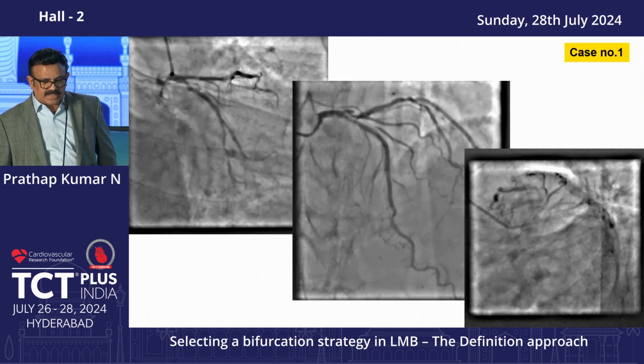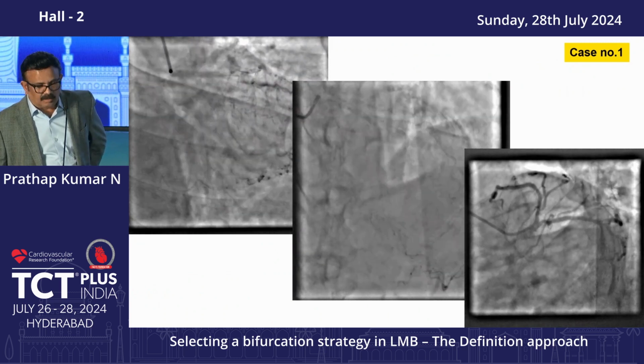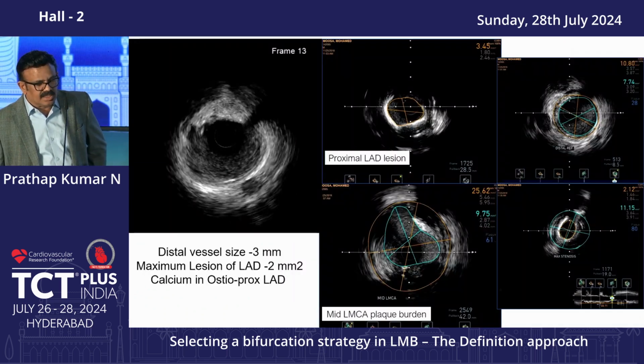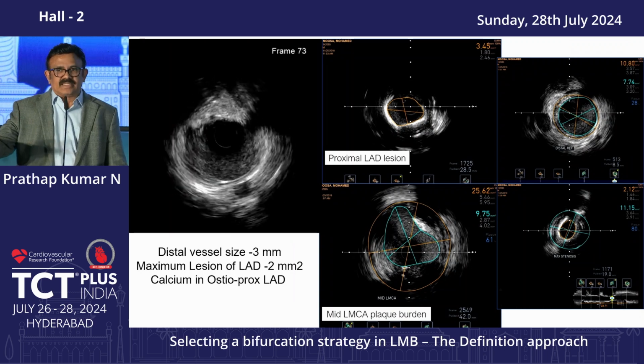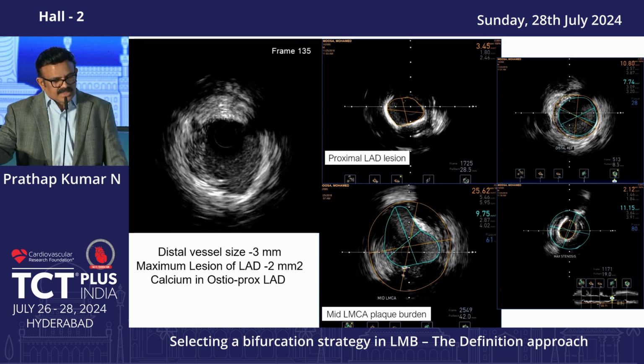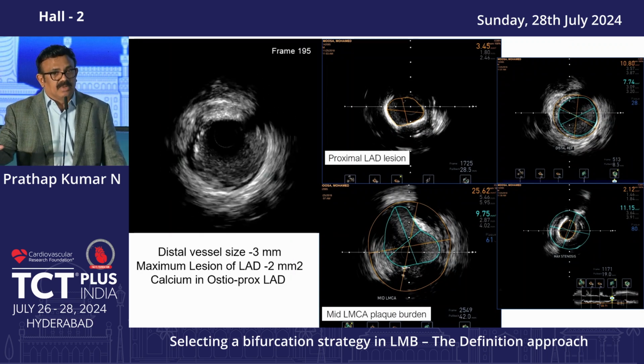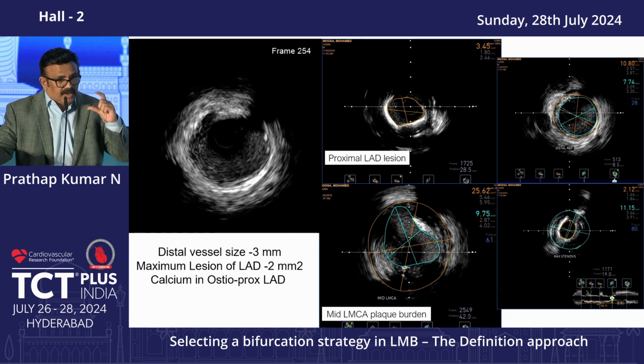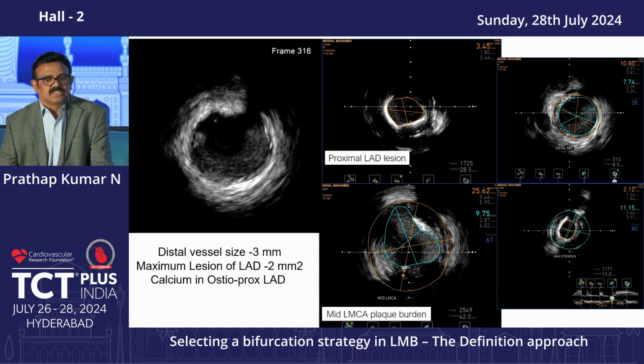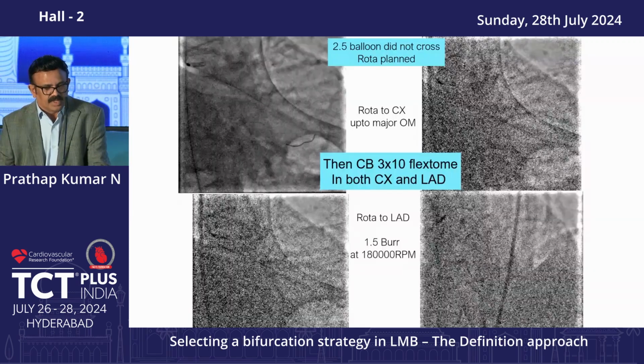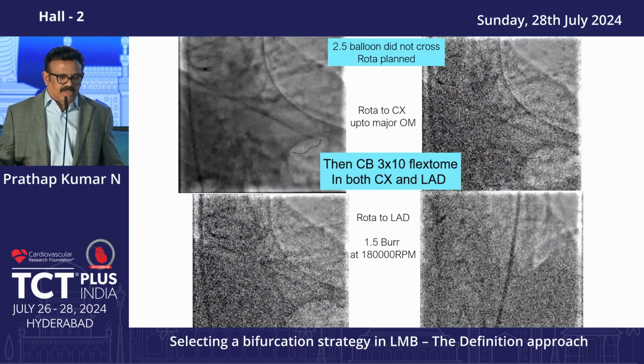Let's go to this case. Basically, this is an LM complex lesion. You can see that we did a vessel assessment by imaging. The distal vessel was 3 millimeters. The minimal lumen area at the maximum lesion part was 2 millimeters square. There was calcium in the ostioproximal segment. What we did is a rotablation.